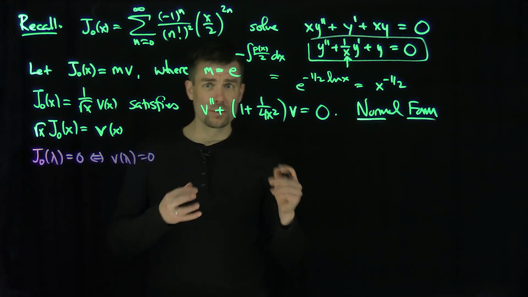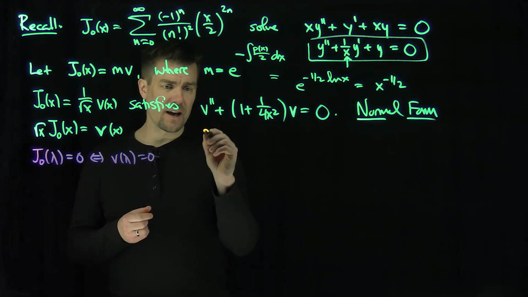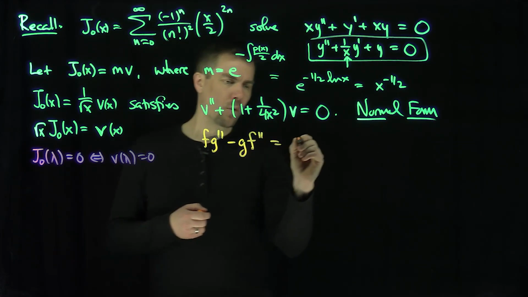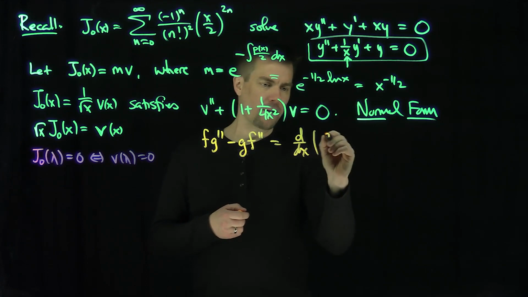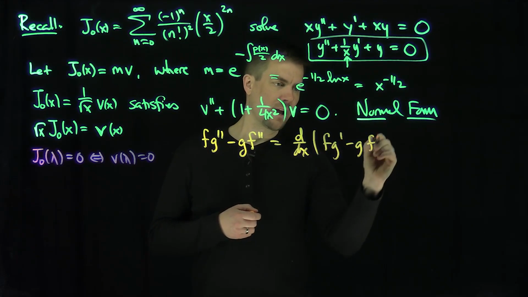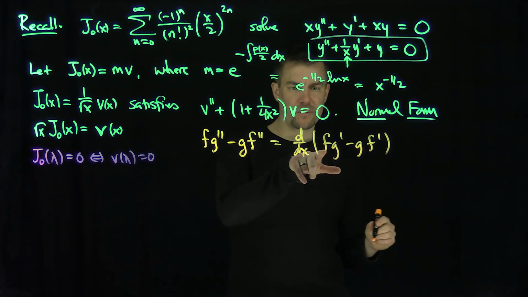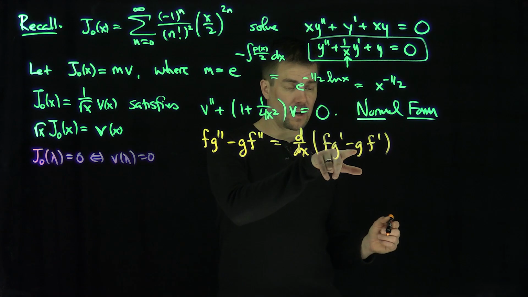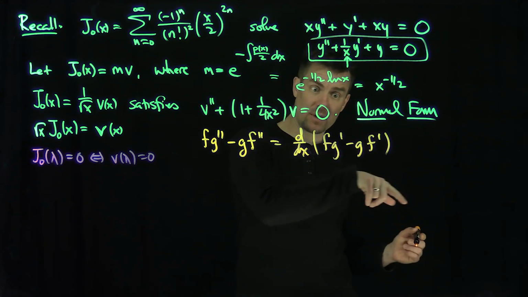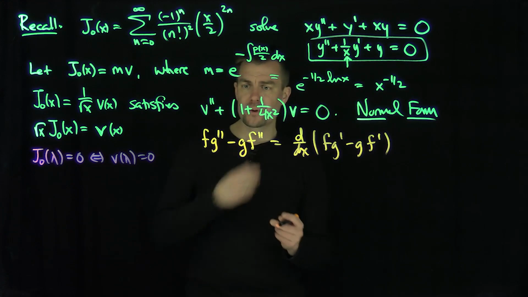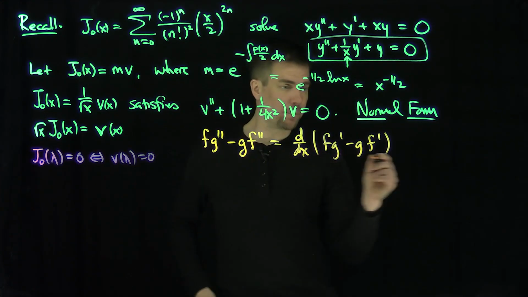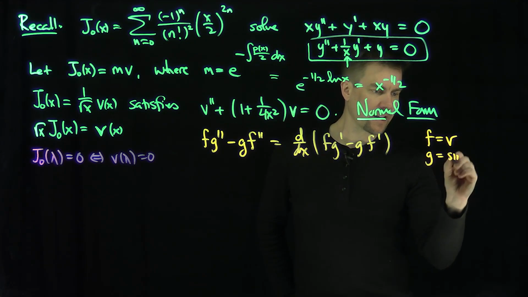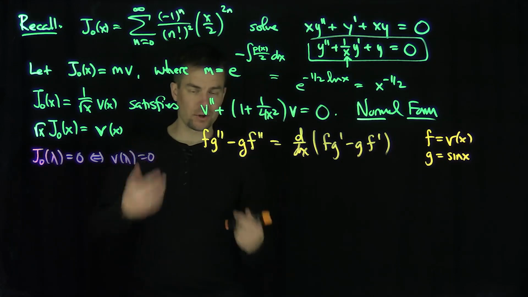Okay, so I'm going to try to classify the roots of this function v. What I'm going to do is use the following identity. The identity says that f times g double prime minus g times f double prime is d by dx of f g prime minus g f prime. Let's check. If I take the derivative of the first term, I'll have an f g double prime, that's what I have over here. Then I'll have an f prime g prime. If I take the derivative of the second term, I'll have a negative f prime g prime, then a negative g f double prime. So that works. Great. Now I'm going to let f be v and g be sine of x. That's the particular choice we make.